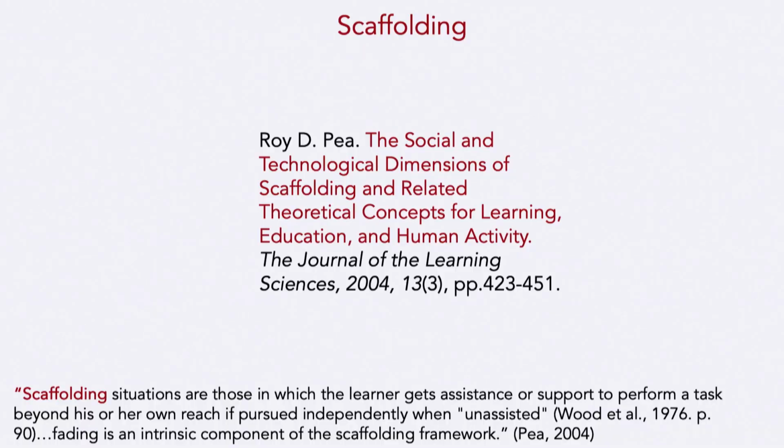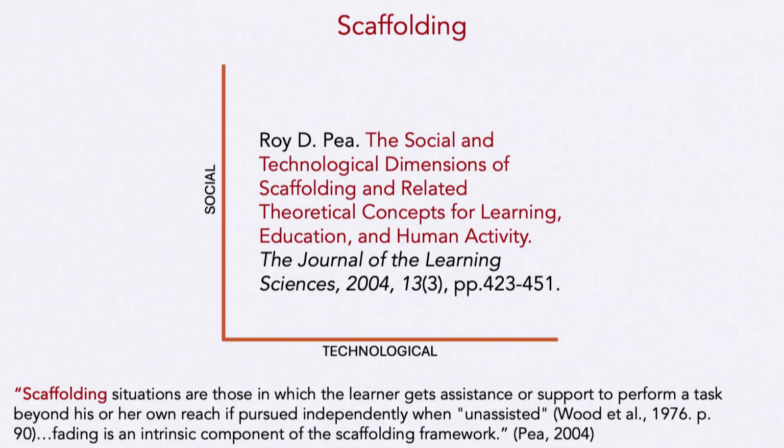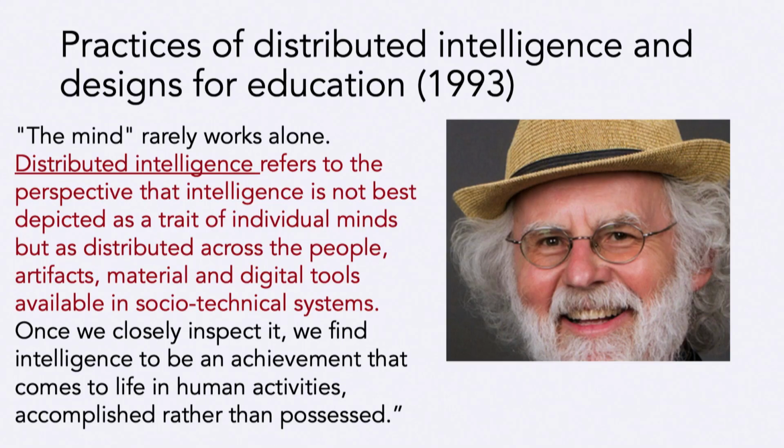And perhaps the best paper on scaffolding is this one by Roy P., which presents these two axes that afford various levers and kinds of support for learning, the social and the technological. And this is also related to this other influential work by Roy, which is distributed intelligence. And this is a theory that's increasingly relevant as we design for human-AI teaming in classrooms. And I found it to be very useful as a theoretical framework in my grant proposals as well.